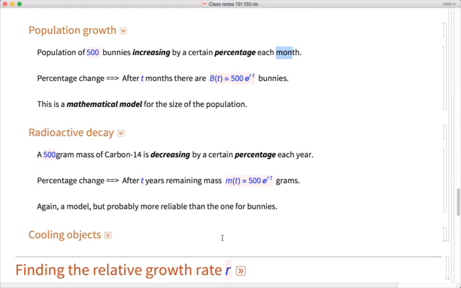Radioactive decay. So we start with 500 grams of carbon-14. Maybe that should be milligrams, I don't know. And this amount is decreasing by a certain percentage each year. Again, just this percentage change in the quantity tells us that the formula for how many grams, and I guess that's called a mass, will have this form. It'll be the initial amount times e to the rt. t is measured in years this time, and r is some constant called the relative.